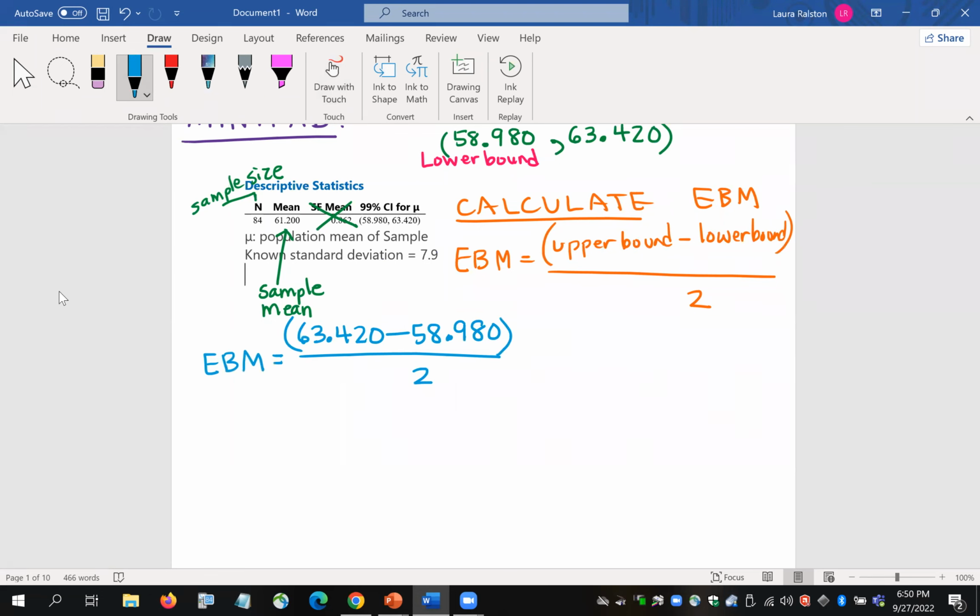I'm going to use my handheld calculator to do the subtraction in the numerator first. 63.420 minus 58.980 is 4.44, divided by 2 is 2.22. So the error bound for the population mean, my margin of error, if you will, is 2.22. So roughly 2 points.